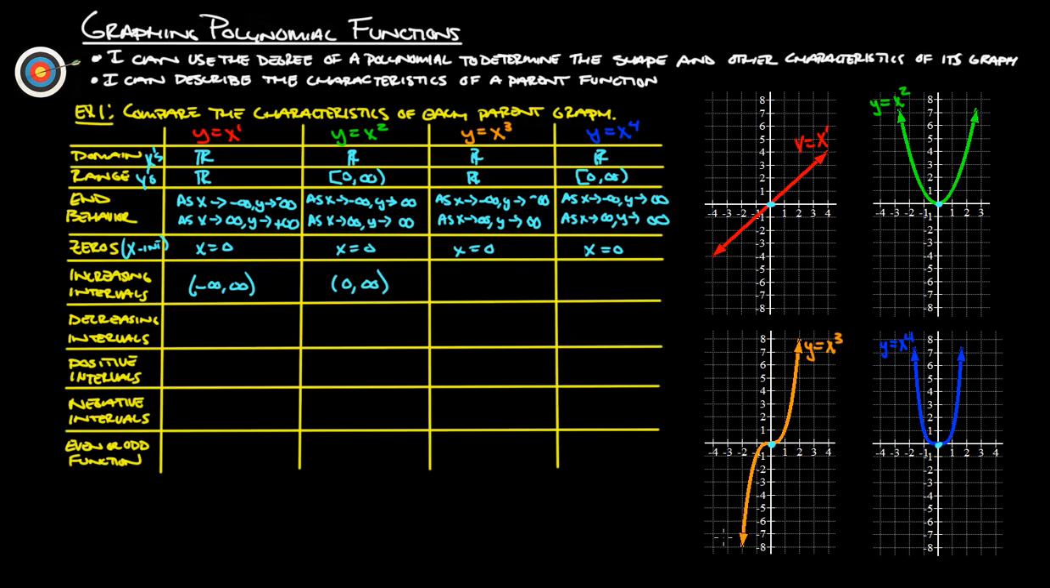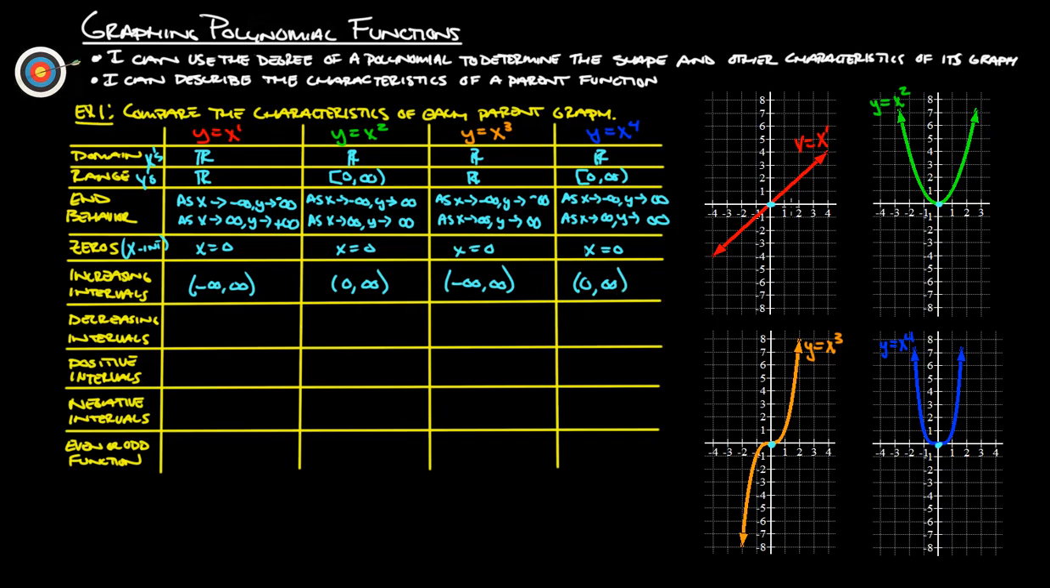And on this one, as you're moving left to right, it's always increasing. So from negative infinity to positive infinity, it's increasing. And then on this one, it's only from when it gets past 0, it starts increasing. So that's from 0 to infinity.